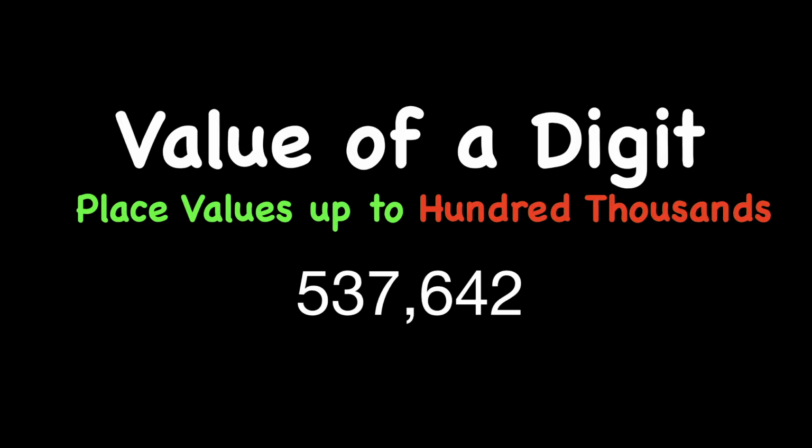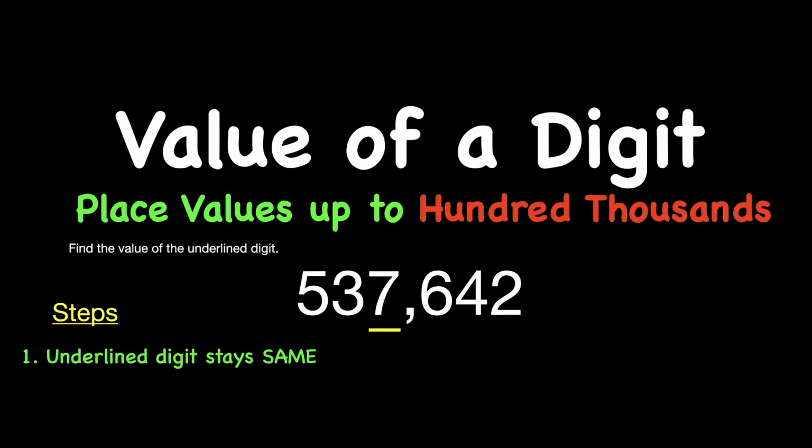So we're using numbers like this: 537,642. Find the value of the underlined digit. So let's underline the 7. And there are 3 steps today. The first step is that the underlined digit stays the same. So that 7 is just going to be 7.